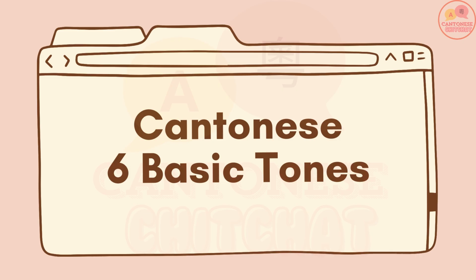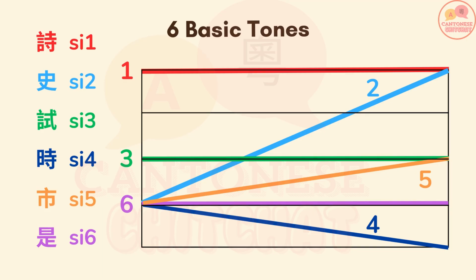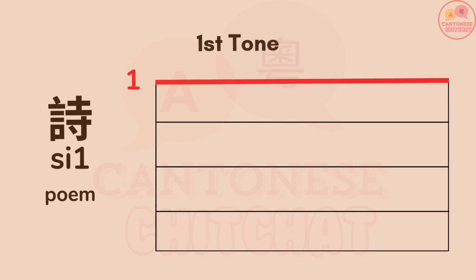Today we're going to learn the 6 basic tones in Cantonese. Let's get started. There are 6 basic tones and 3 entering tones in Cantonese. In today's lesson, we'll focus on the 6 basic tones. We'll use the sound C as an example.